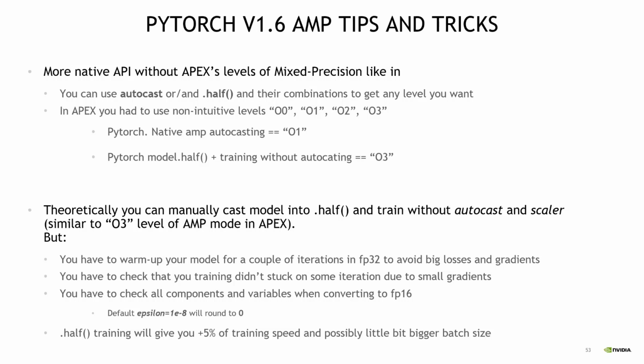You have to check that your training didn't get stuck on some iteration due to small gradients. You have to check all components and variables that they were successfully converted to FP16. For example, default epsilon will be rounded to 0. And half precision mode training will give you roughly about a couple of percents of training speed and possibly a little bit bigger batch size.